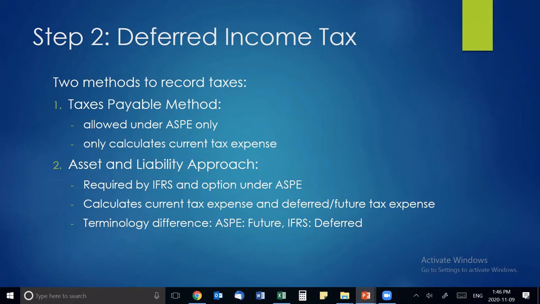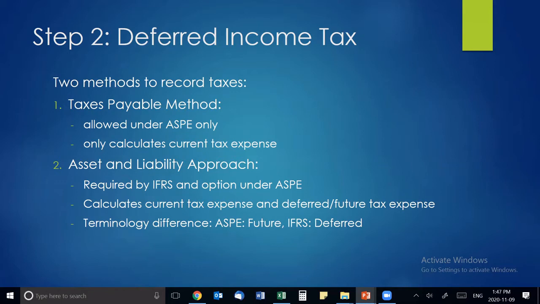You would just do step number one, figuring out current tax expense, and then step number 3, accounting for tax losses. Then there's the asset and liability approach, which is required by IFRS, so you have to do it under IFRS, and it is an option under ASPE. So under ASPE, you get to choose whether you want to do the taxes payable method or the asset and liability approach. This approach calculates the current tax expense and the deferred tax expense.